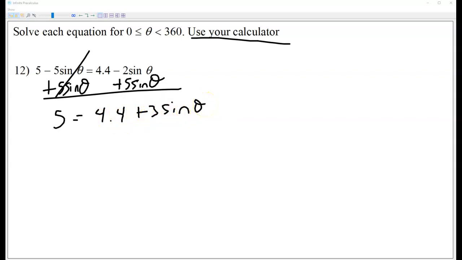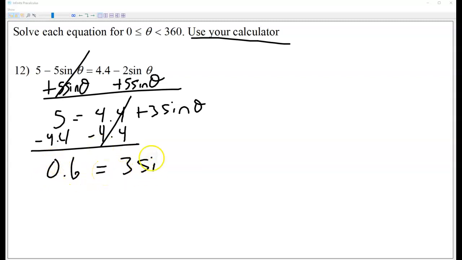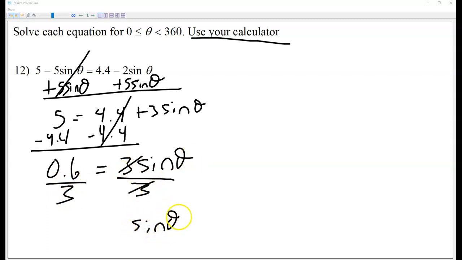Negative 2 plus 5 is 3, so I've got 3 sine theta now. Then I'm going to subtract the 4.4 on both sides. Remember, my goal here is I want to get that sine of theta by itself. That's going to be 0.6. And then I'm going to divide both sides by 3. And now I finally got sine by itself, and I have sine of theta equals 0.2.